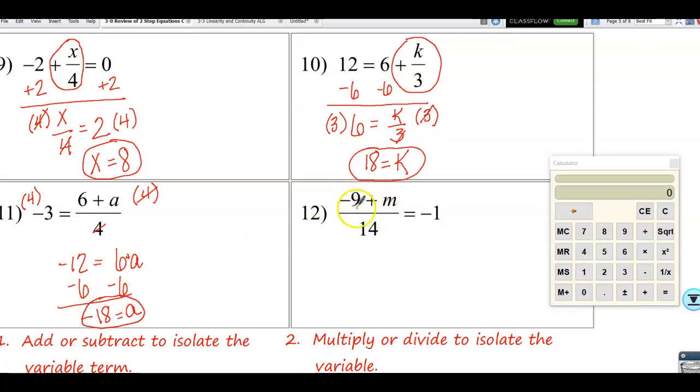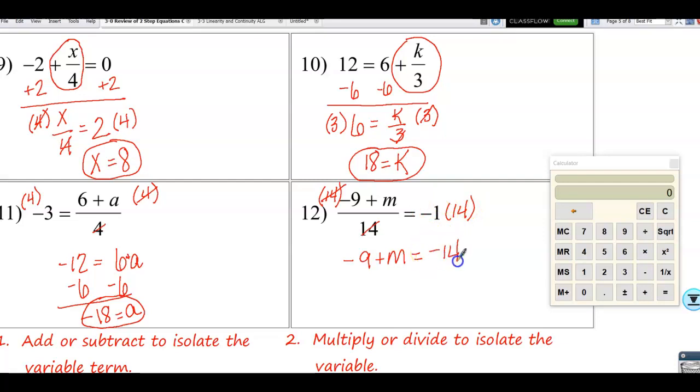These are the oddities when you have an expression in a fraction like this. These are the oddballs and the steps are reversed, okay? Your first step is to multiply or divide to isolate the variable expression. So because this is negative 9 plus m divided by 14, we will have to do the opposite. We will multiply by 14 to get rid of that.